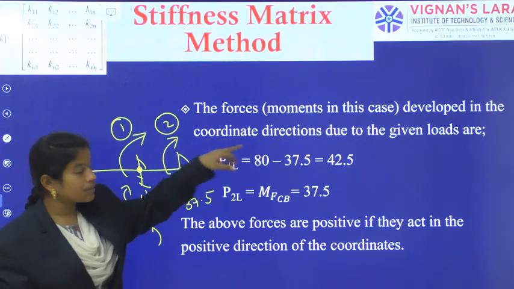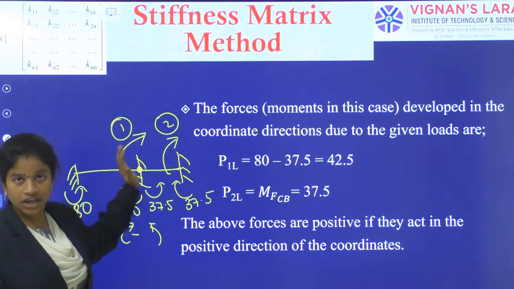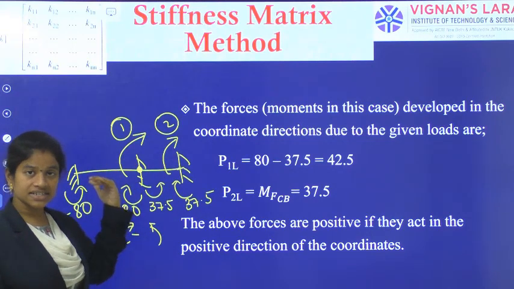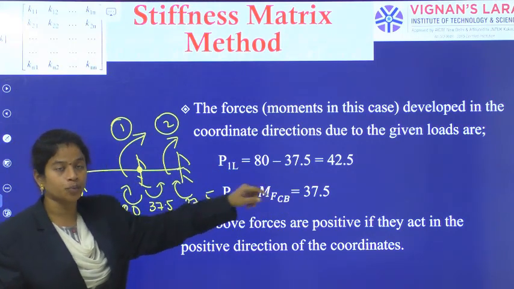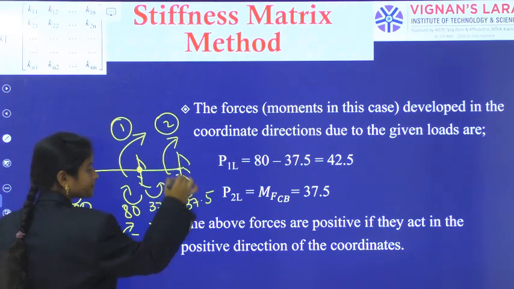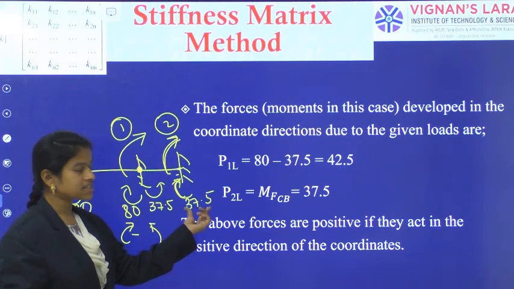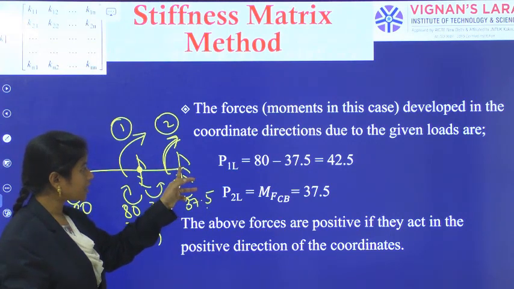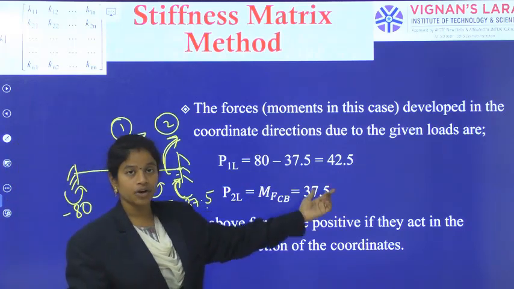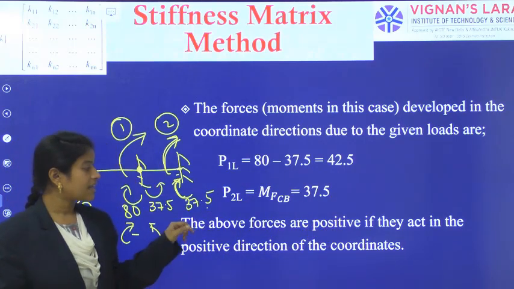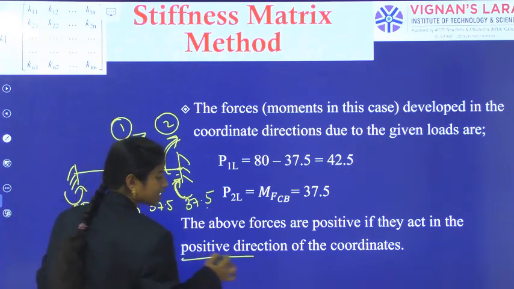The force developed in the coordinate 1 direction, in this direction I have got, right? So 80 minus 37.5, which is equal to 42.5. And then in this coordinate direction, the final force left is plus 37.5. So at coordinate 2, the final force in the coordinate direction is plus 37.5. So 42.5 and plus 37.5. The above forces are positive if they act in the positive direction of the coordinate.